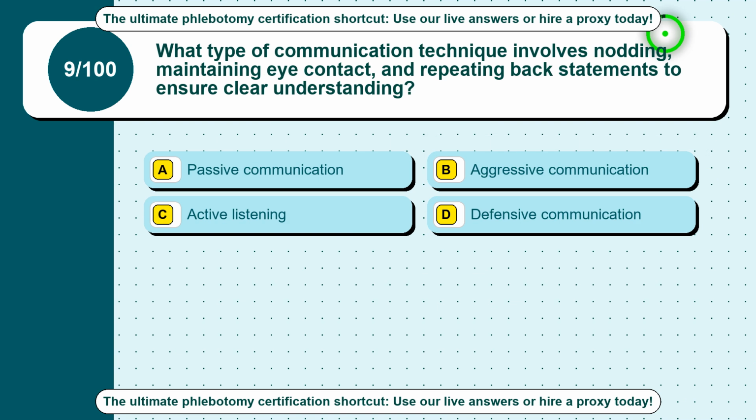Question 9. What type of communication technique involves nodding, maintaining eye contact, and repeating back statements to ensure clear understanding?